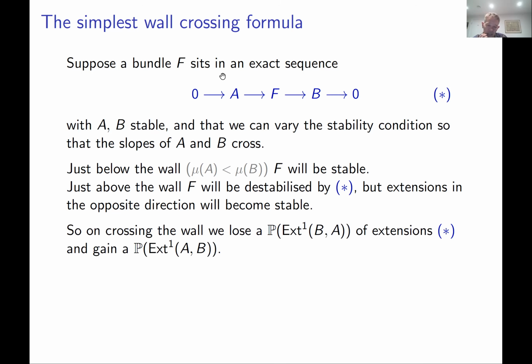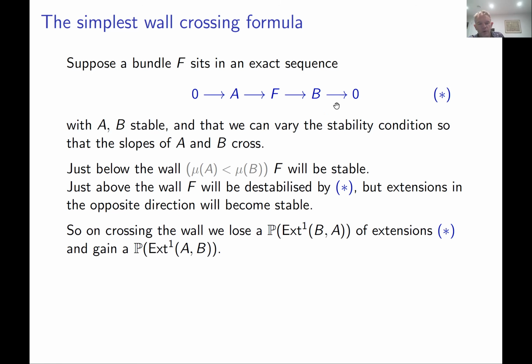So let's see what happens to the invariant, the naive invariant. And this also happens to the actual invariant. So you lose the space of extensions from B to A. If everything's a bundle here, then this is just H^1 of B dual tensor A, or Ext^1 from B to A.